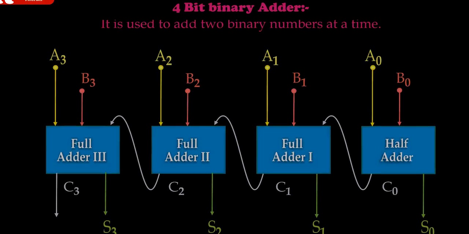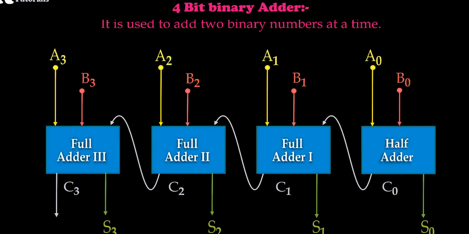Now we will discuss the 4-bit binary adder. A 4-bit binary adder is used for addition of 2 binary numbers at a time. It can be constructed using a half adder and 3 full adders. We will describe the 2 digital data as A and B. As per their unit places, we will describe A bits as A3, A2, A1 and A0 and B bits as B3, B2, B1 and B0.